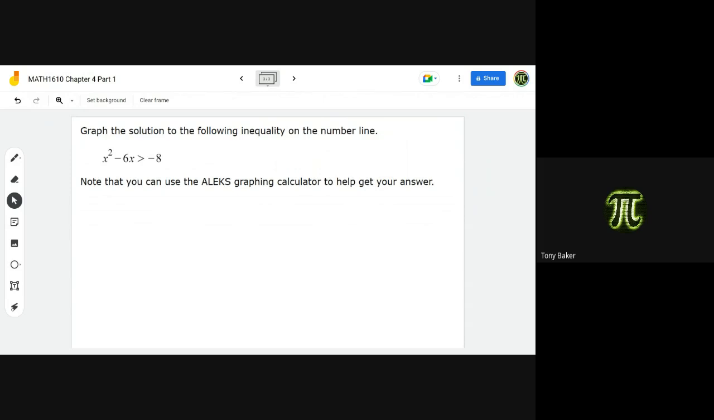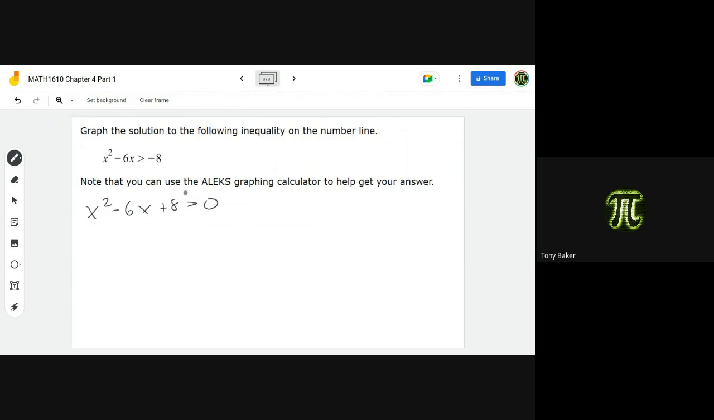You always want your quadratics equal to 0. Could you solve it for a -8? Yeah, but you're going to have a lot of different values that could possibly work. 0 makes our life easy. One of them has to be 0. So we're going to move that -8 over. So x squared minus 6x plus 8 is greater than 0.